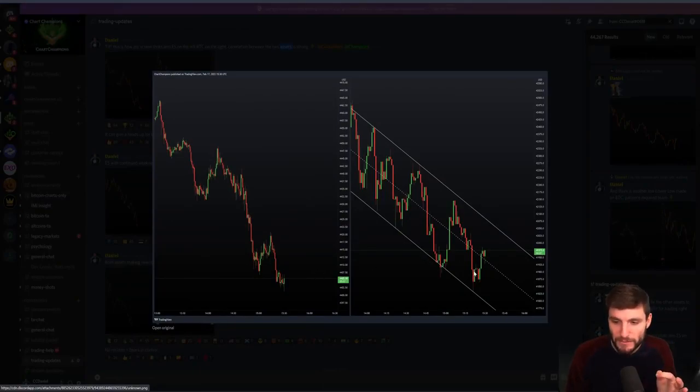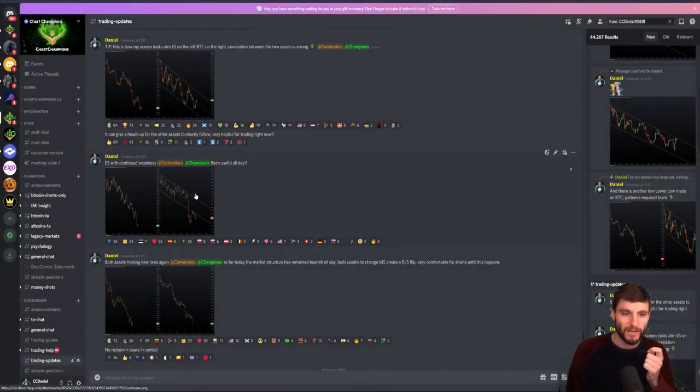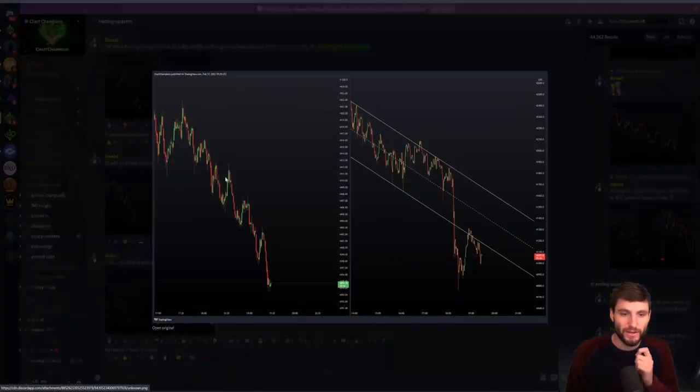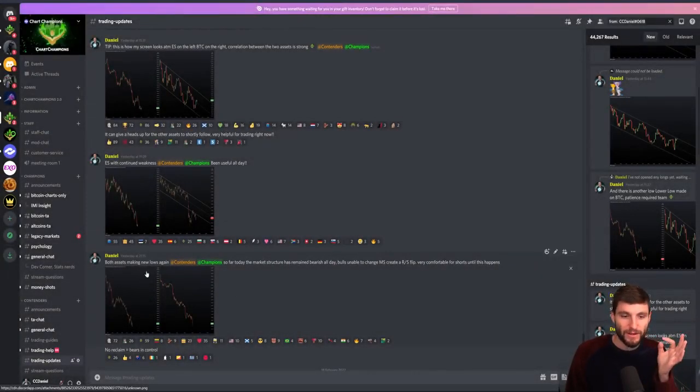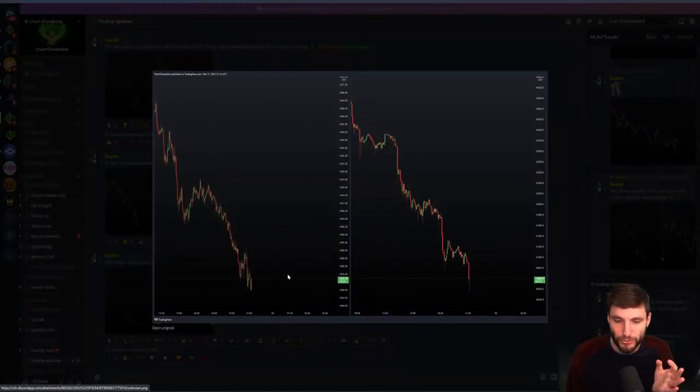Why would we be expecting Bitcoin to bounce here with the continued ES weakness? We wouldn't be. We really, truly wouldn't be. Okay. And then look at this, 7:30 at night, the ES continuing weakness, Bitcoin continuing weakness. And then again at 9:15 at night, really simply both assets making new lows again.